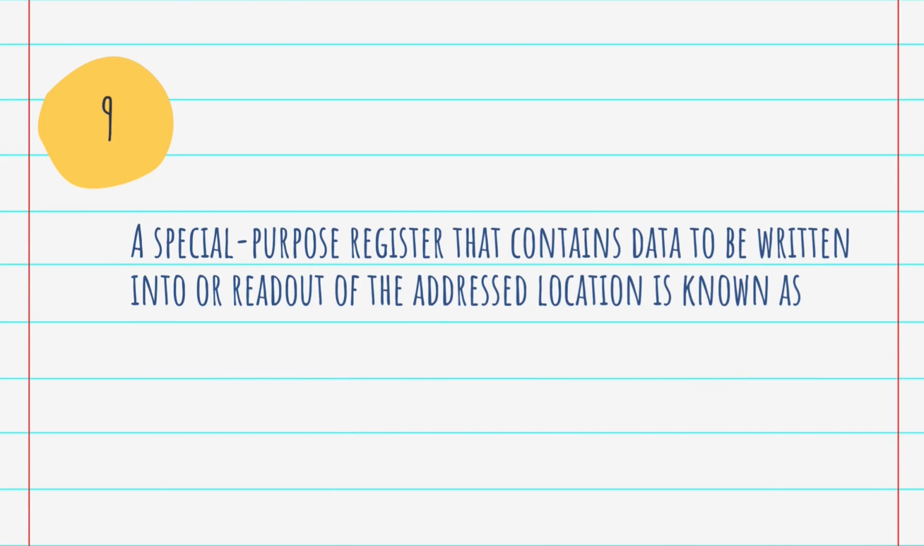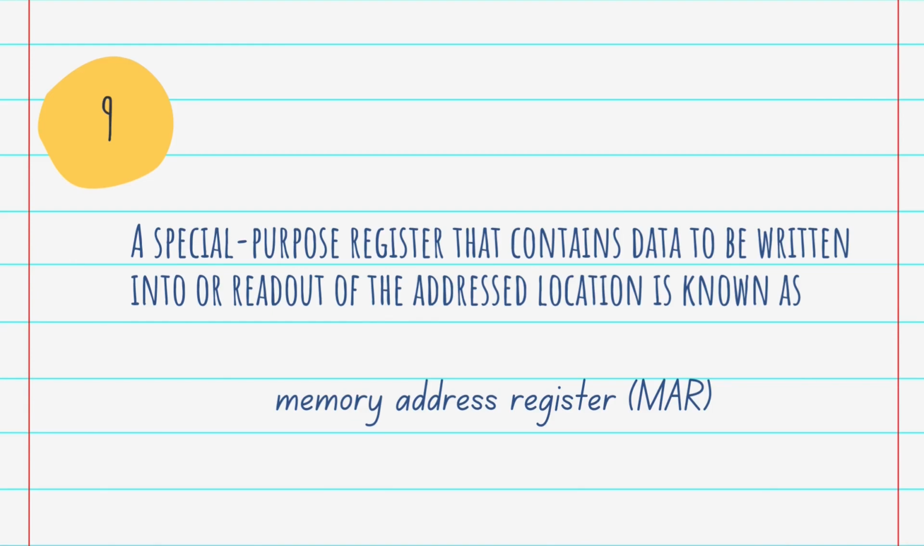Question number 9. A special purpose register that contains the address of the location to be written into or read out of is known as? Answer is memory address register, that is MAR. The memory address register MAR holds the address of the next memory location where the next instruction is to be executed. The address of the next memory location is held by it when the first instruction is being executed. When reading from memory, data addressed by MAR is fed into the MDR, that is memory data register, and then used by the CPU. When writing to memory, the CPU writes data from MDR to the memory location whose address is stored in the MAR.